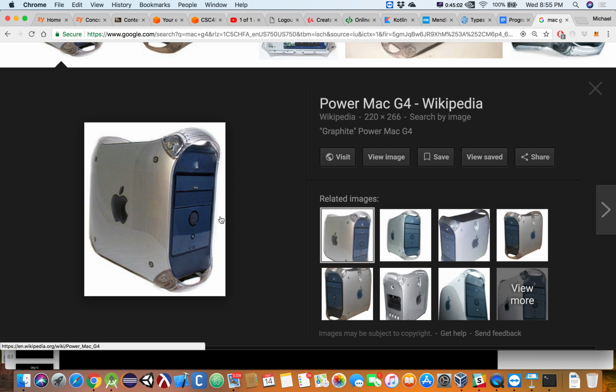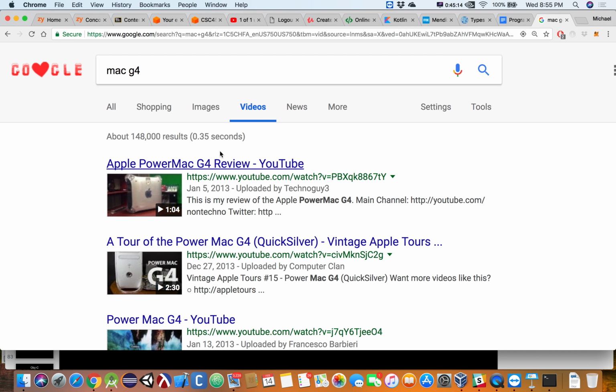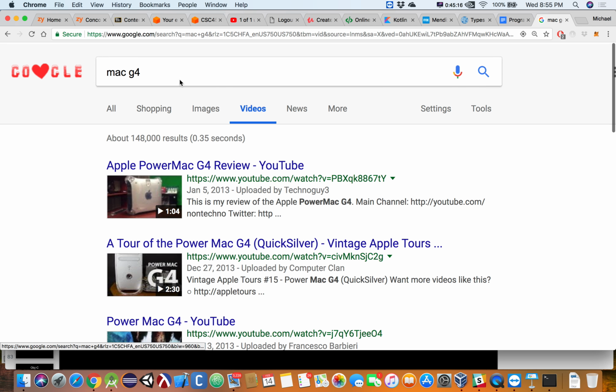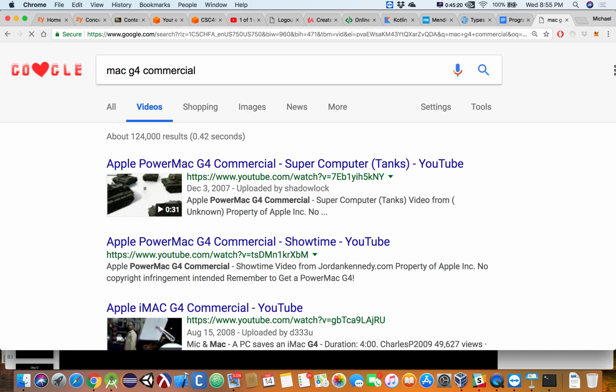All right. Now, let's see if I can actually find... Yeah, so here's one of Apple's early things for the G4 processor.